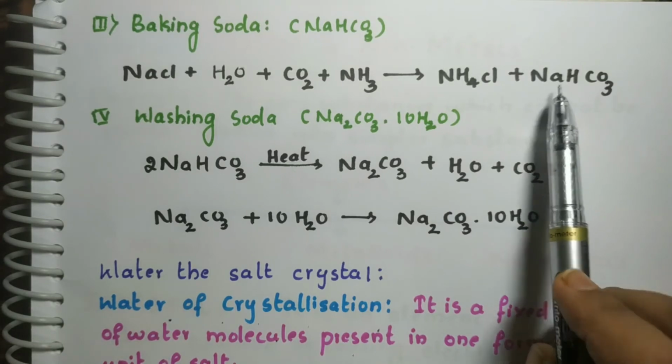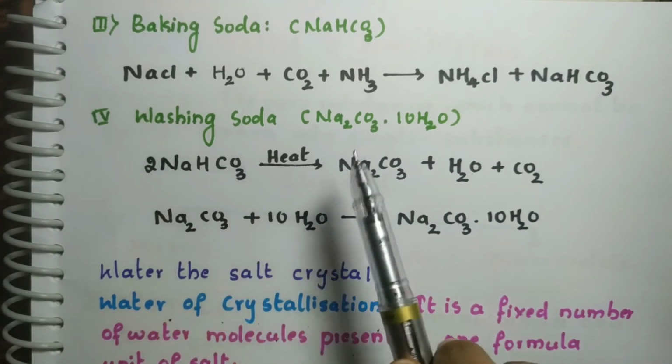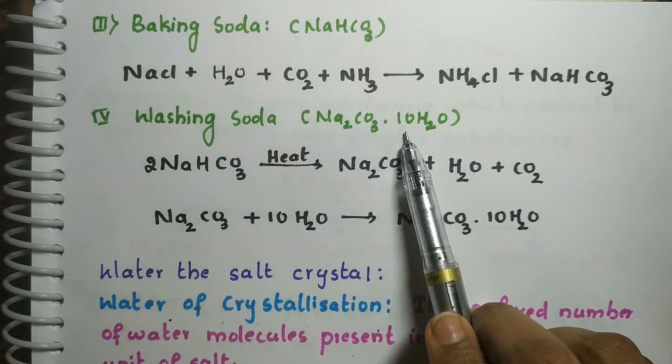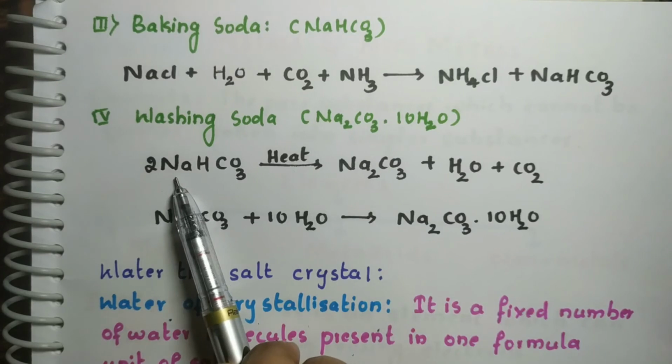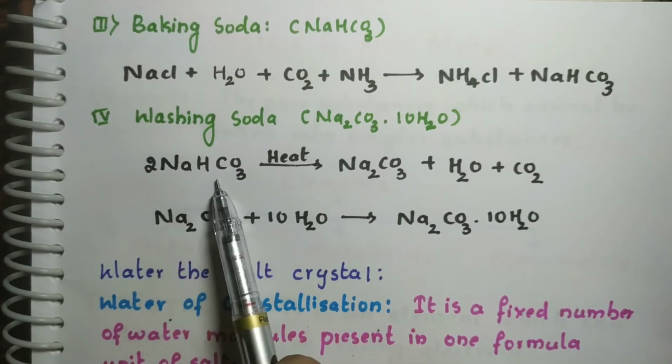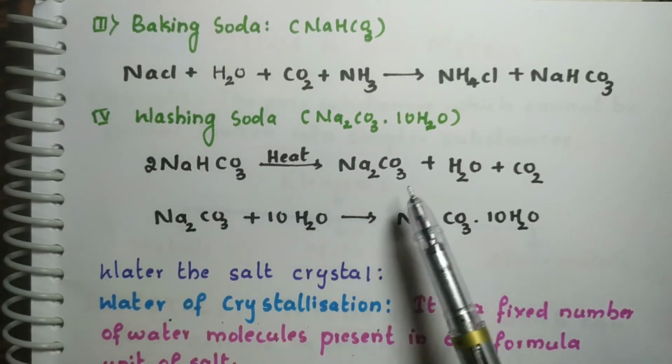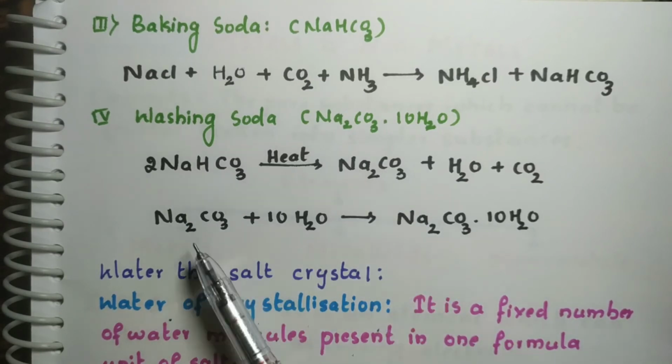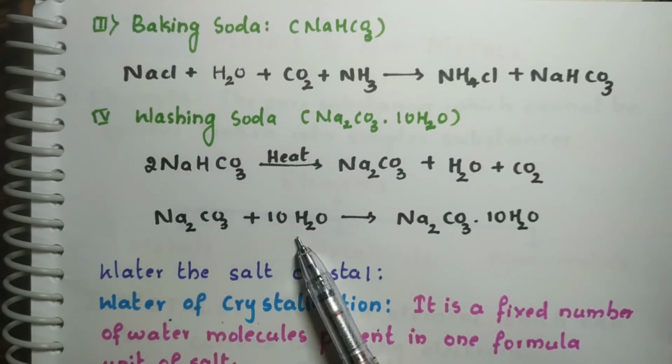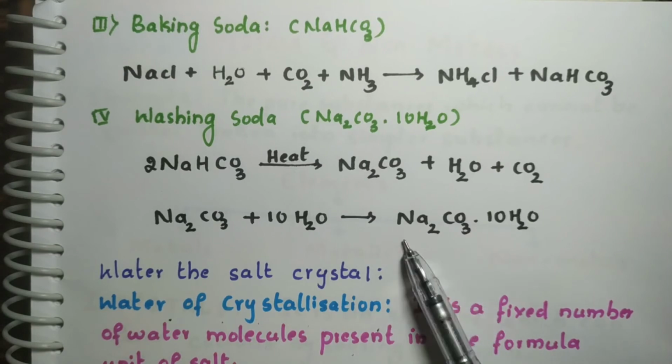Next we are seeing washing soda, Na2CO3.10H2O. When baking soda, that is NaHCO3, is heated, it will give Na2CO3. The same Na2CO3 is combined with 10 molecules of water to form washing soda.